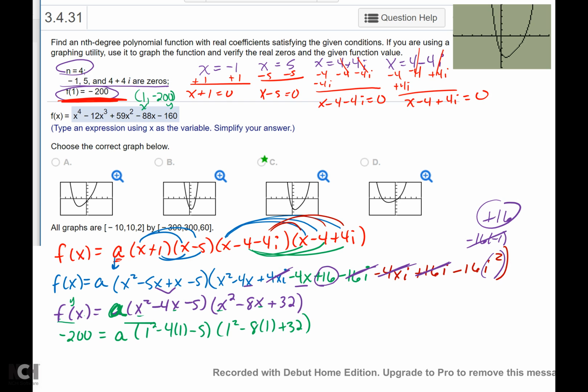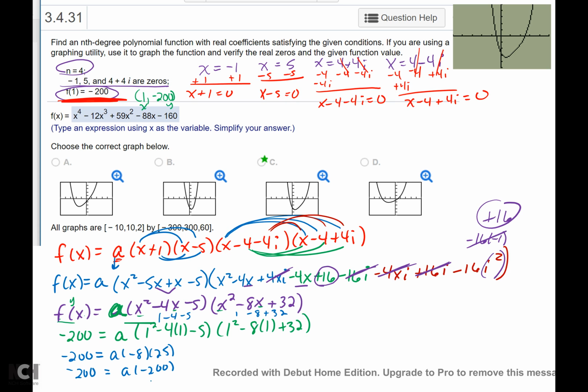And if I solve this, I have -200 equals a times, this is going to be 1 minus 4 minus 5. That's going to be -3 minus 5 is -8. This is going to be 1 minus 8 plus 32, which is 25. 25 times -8 is -200. Equals a times -200.